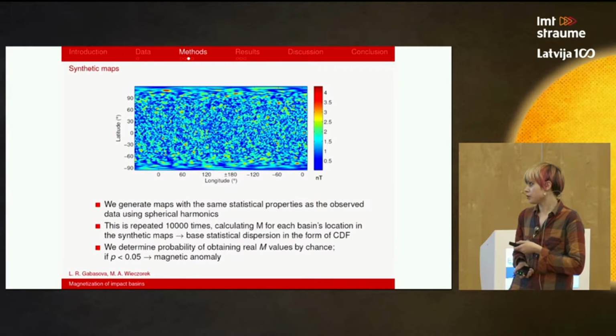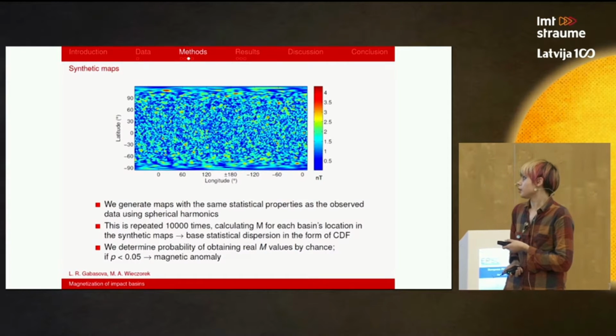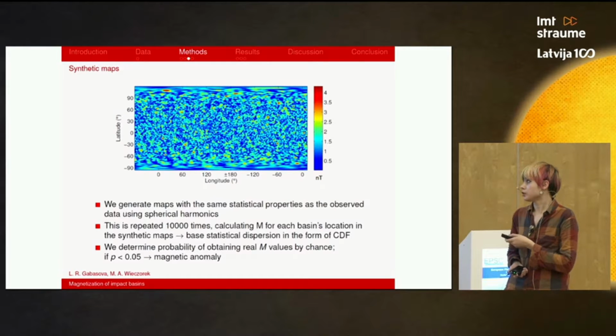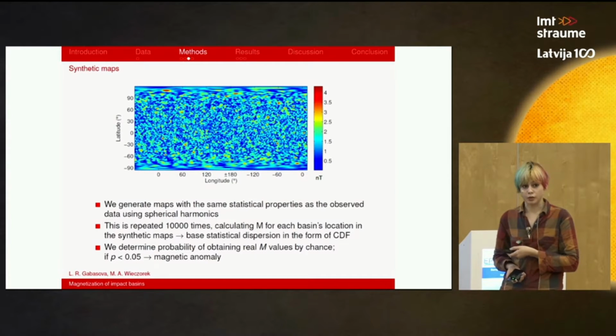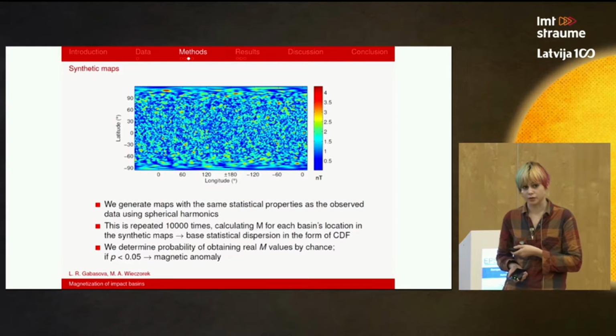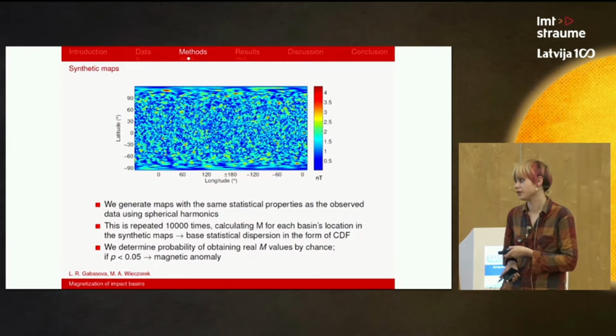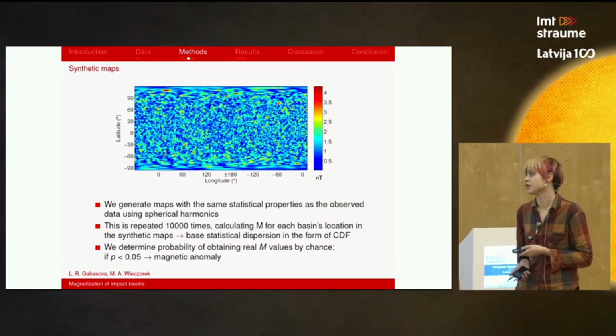And so we can compare the real M value from the observed map to the cumulative distribution function of the synthetic maps. If we have a p less than 0.05 that the M value was generated by chance, then we define it as a magnetic anomaly.